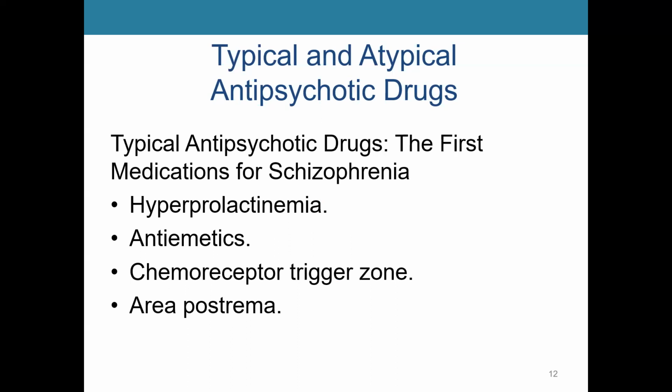Antiemetics are drugs that reduce nausea and vomiting. Given these properties, typical antipsychotic drugs might be given with general anesthetics to prevent vomiting during surgery, or be given to cancer patients on chemotherapy, which commonly produces nausea and vomiting.